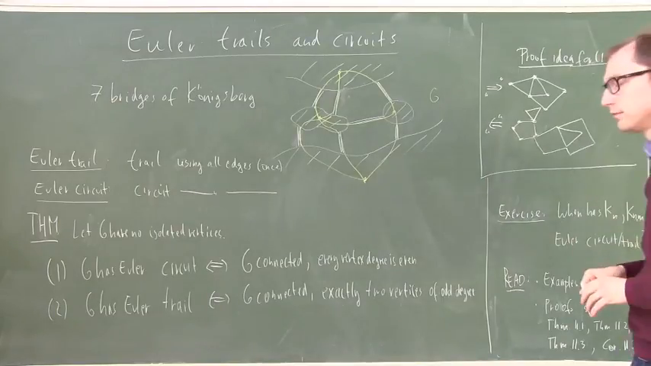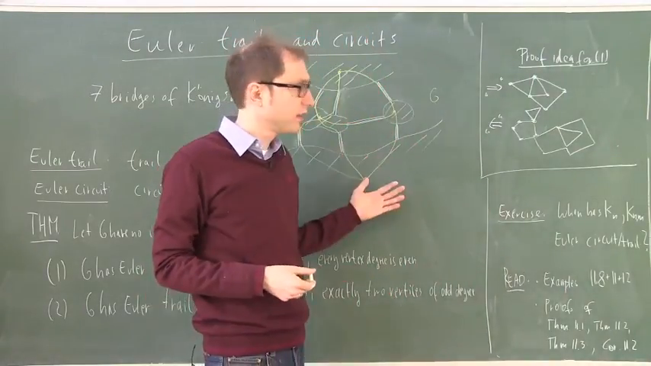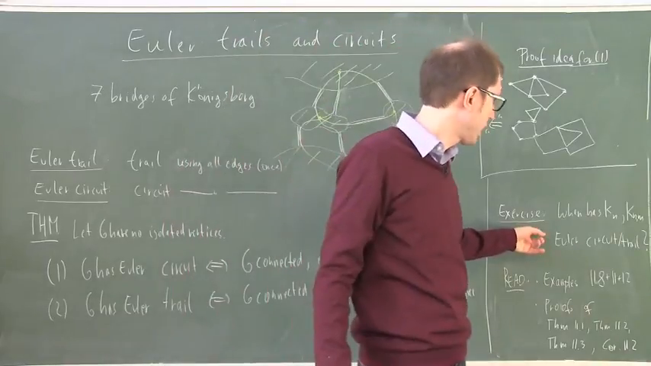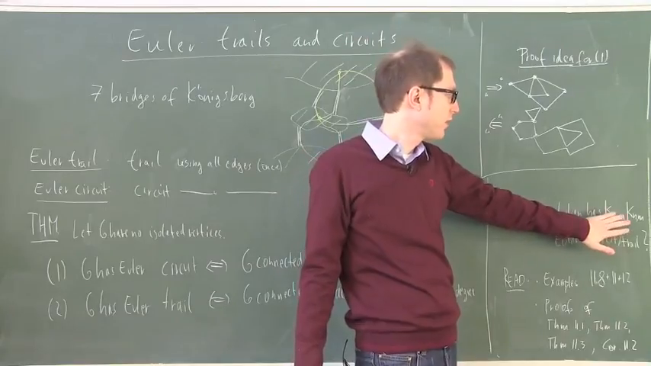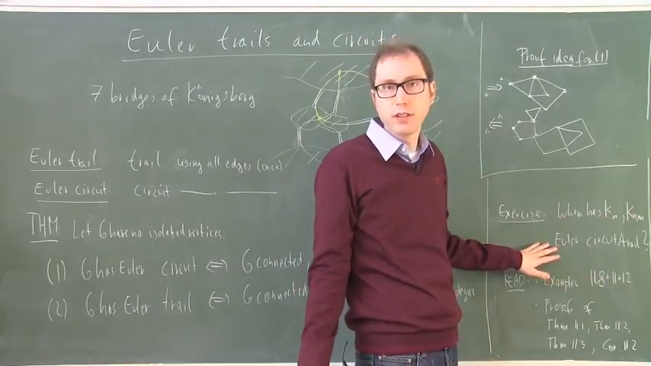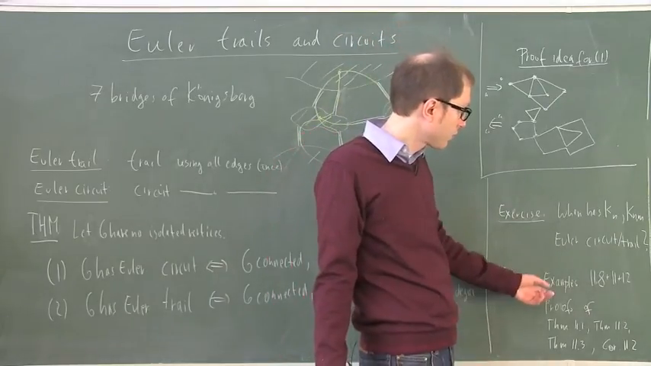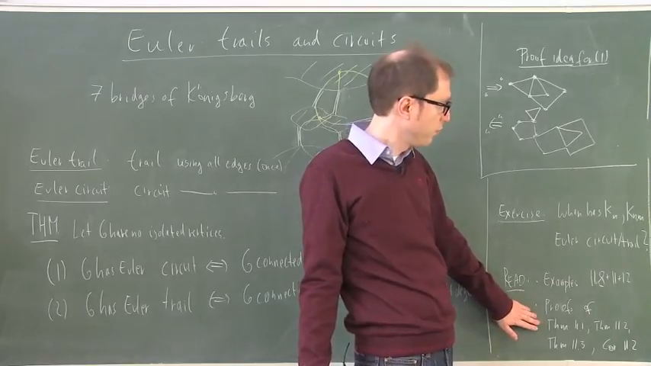Okay, so this is very sketchy. So please read about this in the book. Okay, what else? Try to do that little exercise here. What about the complete graph and complete bipartite graph? Do they have Euler circuits or Euler trails? What are the conditions there? And look at these examples in the book and look up the proofs.